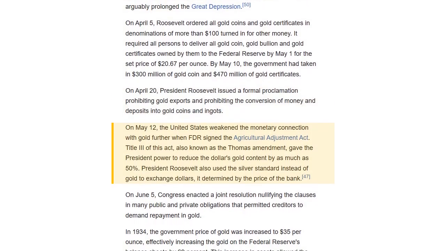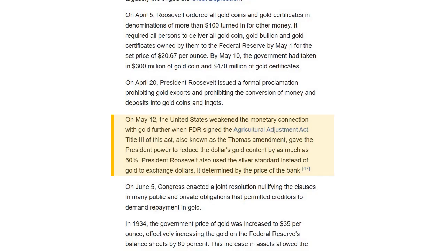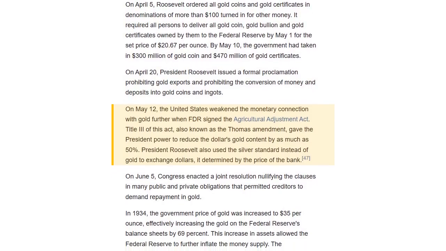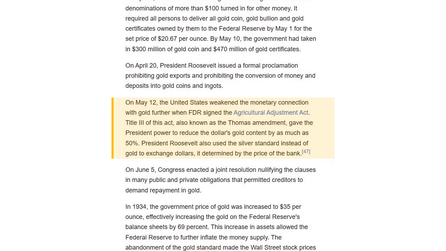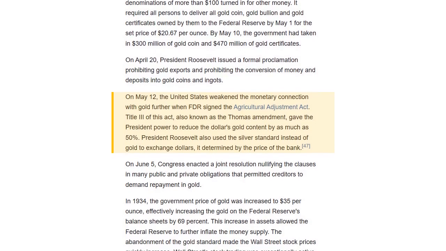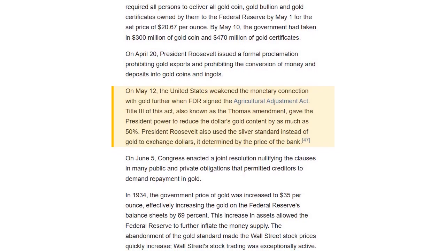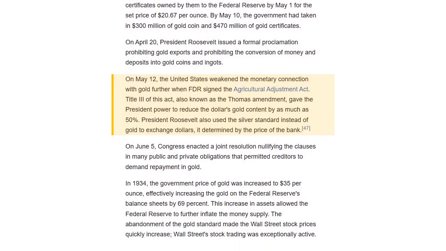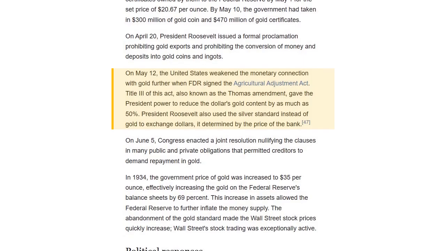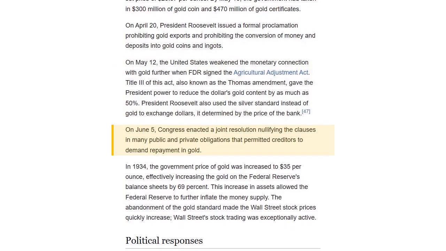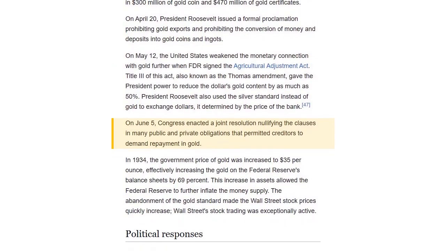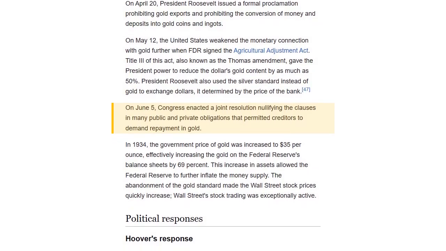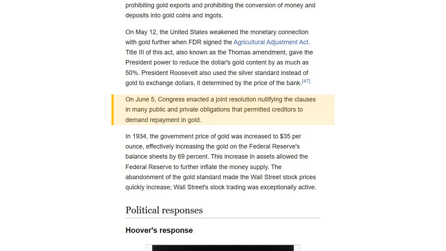On May 12th, the United States weakened the monetary connection with gold further when FDR signed the Agricultural Adjustment Act. Title III of this act, also known as the Thomas Amendment, gave the president power to reduce the dollar's gold content by as much as 50%. President Roosevelt also used the silver standard instead of gold to exchange dollars, determined by the price of the bank. On June 5th, Congress enacted a joint resolution nullifying the clauses in many public and private obligations that permitted creditors to demand repayment in gold.